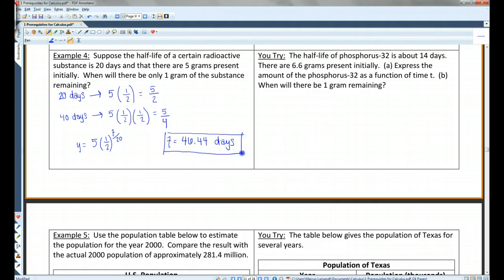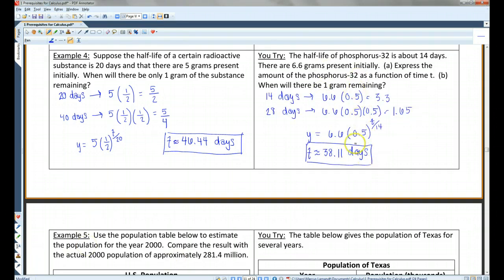Okay. Alright, you guys go ahead and try this one, and when you think you have the answer, hit play. Alright, this is the answer that you guys should have gotten. Feel free to pause here and look it over if you need a little more time.